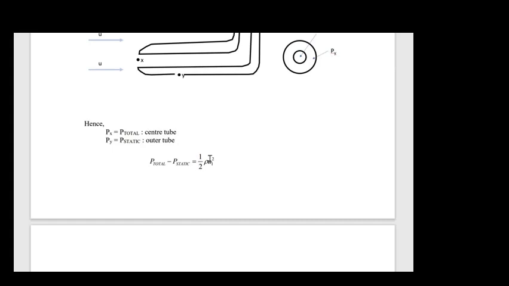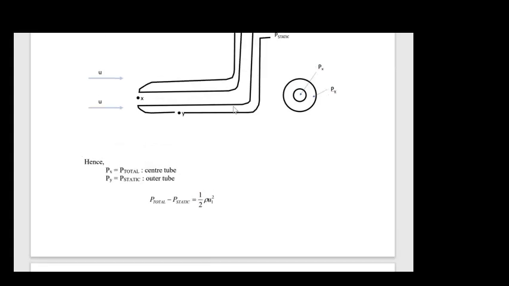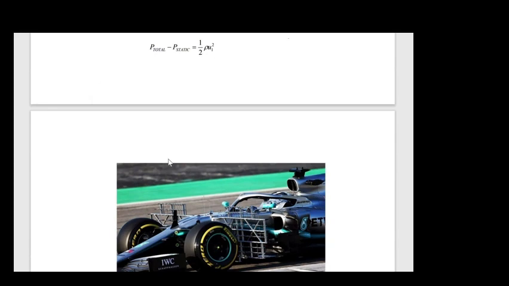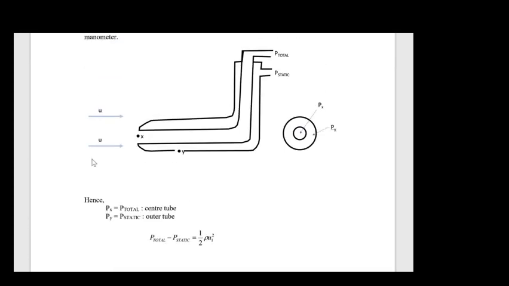So the column of fluid is going to be related to the dynamic pressure. The dynamic pressure is going to be related to the velocity of the fluid. So therefore we can work out how fast our object is moving through that fluid. So that's what a pitot tube does.